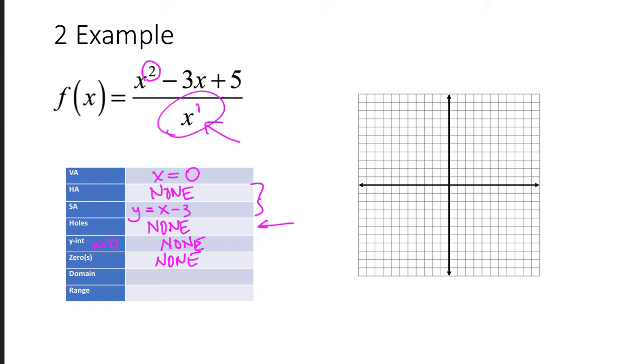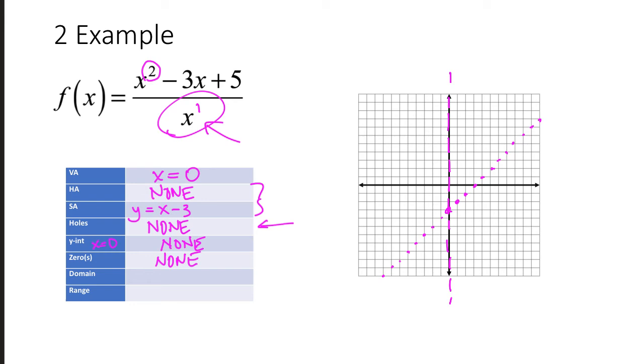All right, so let me put in what I know. I know x equals 0, which is going to be this vertical line. This slant asymptote, 1, 2, 3, with a slope of 1. Okay, so this dotted line is going to count as my asymptote. And then I don't have any dots.